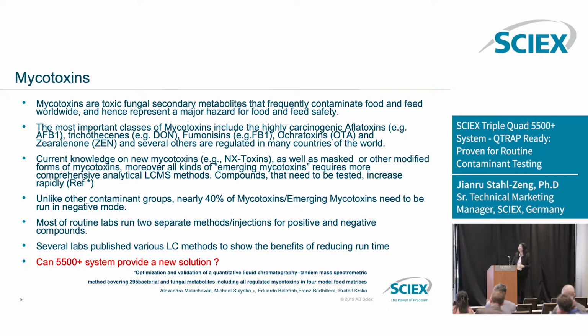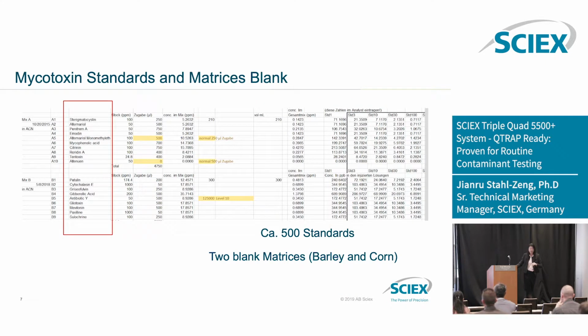And another thing is, of course, unlike other contaminant classes, for mycotoxins nearly half, 40%, you need to run in negative mode. So that means you cannot save an injection; you need to run in negative mode. If you look at all the routine testing labs, now most of them are using 2 injections to cover the entire panel, one positive, one negative. And of course, for them, it's quite urgent to get a method that can save time.